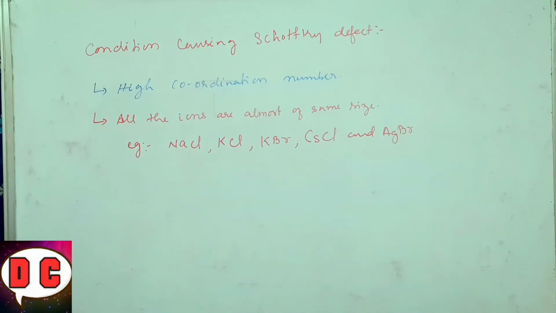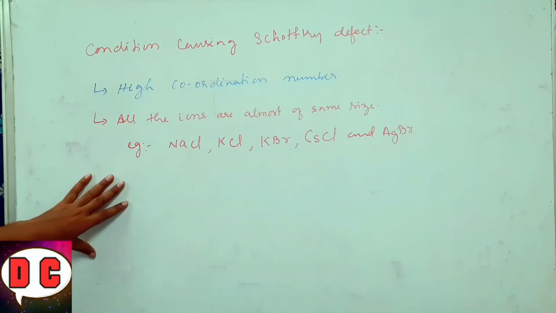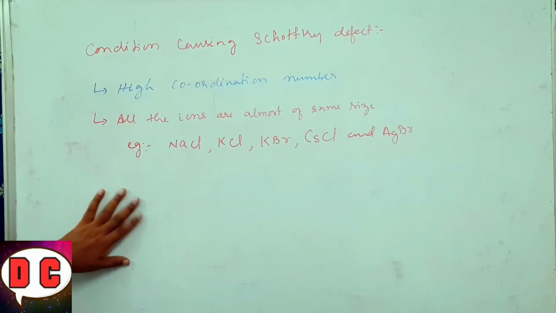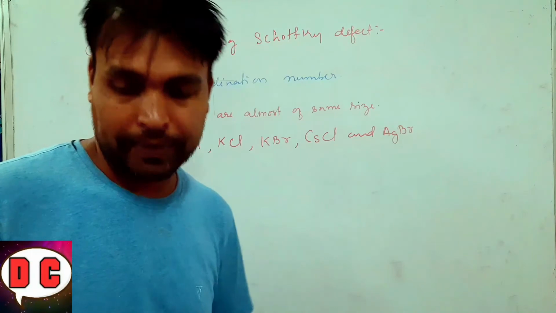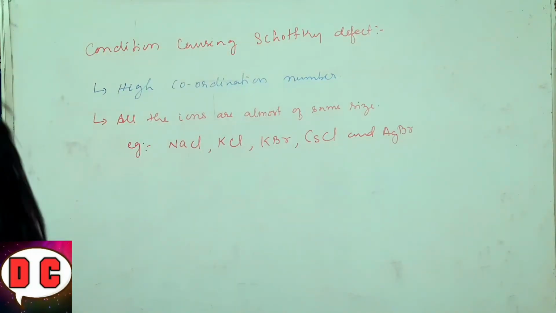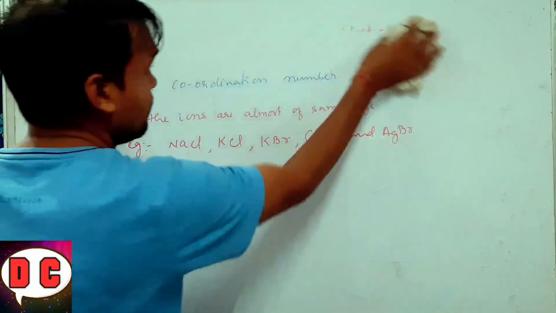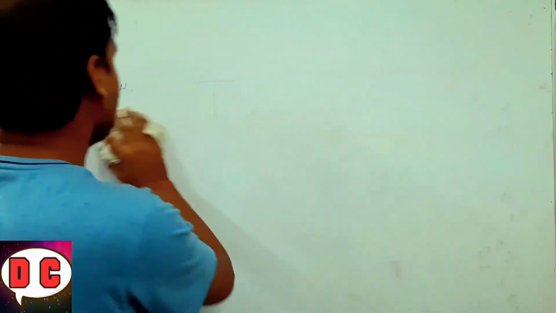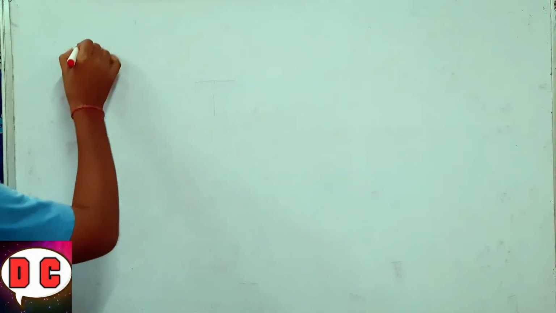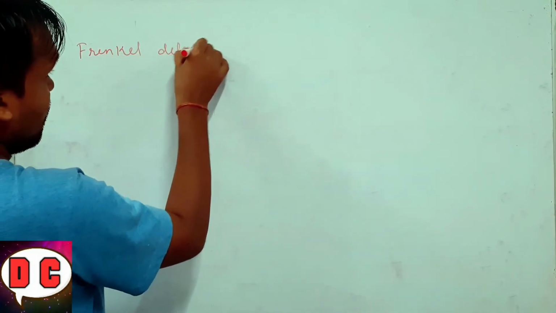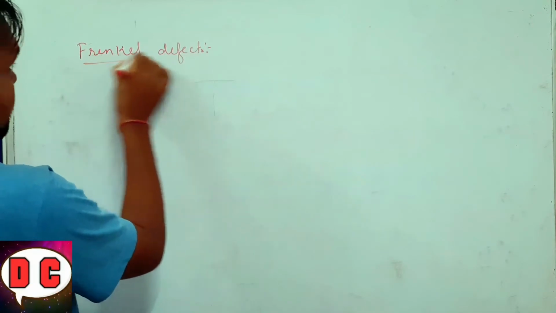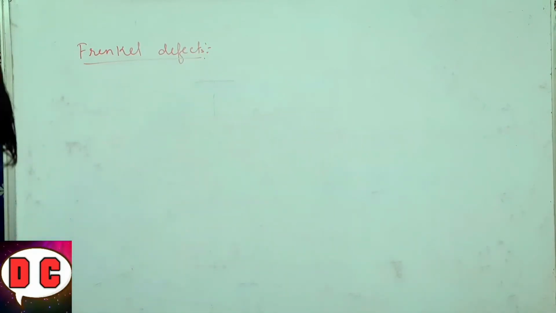Now a few things we will be discussing at the last. We have studied the causes and what Schottky defect is. Now we will study Frenkel defect, and at the last we will study the consequences of Frenkel and Schottky defect. So hope you have taken down. Now the second type of defect we have is called Frenkel defect. What is this defect?